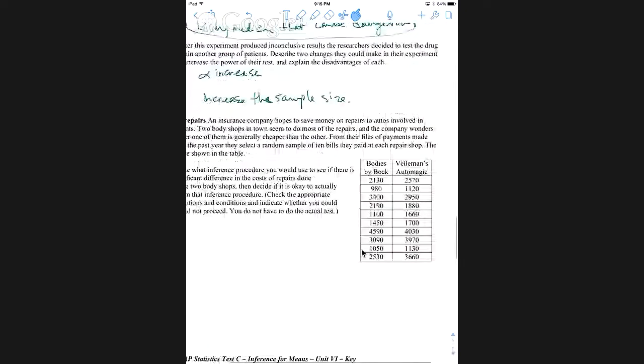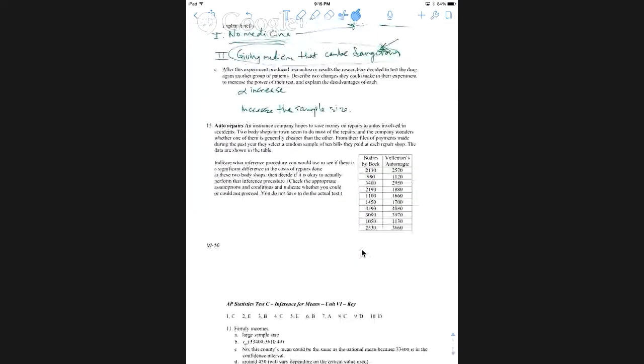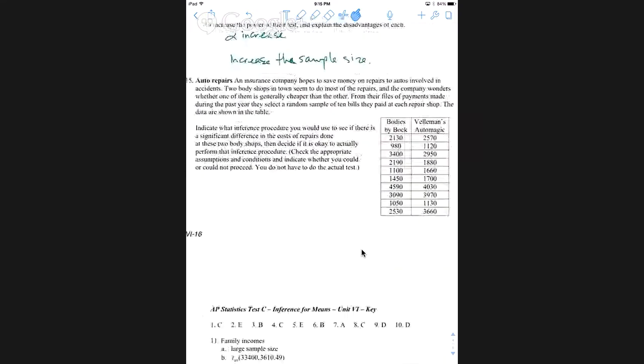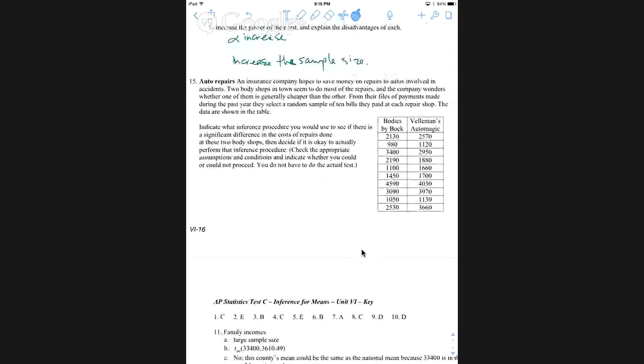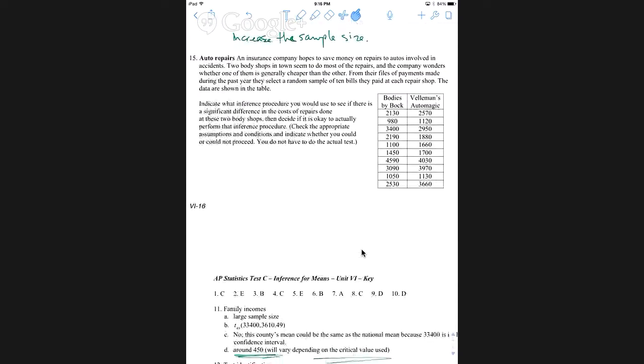Okay, let's do the last one here. An insurance company hopes to save money on repairs to autos involved in accidents. 2 body shops in town seem to do most of the repairs, and the company wonders whether one of them is generally cheaper than the other. From the files of payments made during the past year, they select a random sample of 10 bills they paid at each repair shop. The data are shown in the table. Indicate what inference procedure you would use to see if there's a significant difference in the cost of repair done.